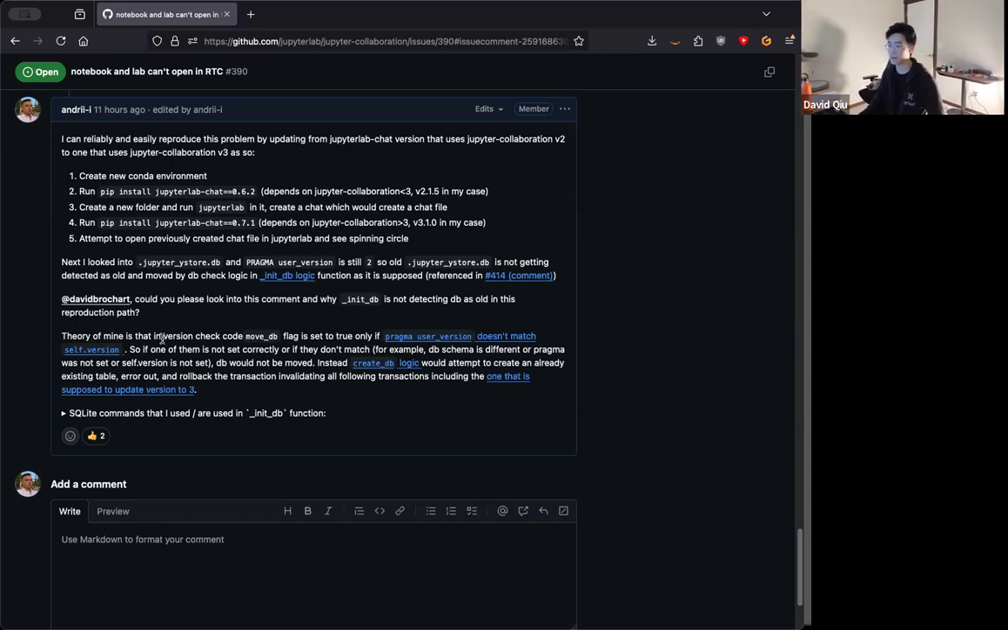Given that, the risk and complexity that this Jupyter YStore introduces really outweighs any benefit. And in my opinion, the benefit of this is pretty minimal.